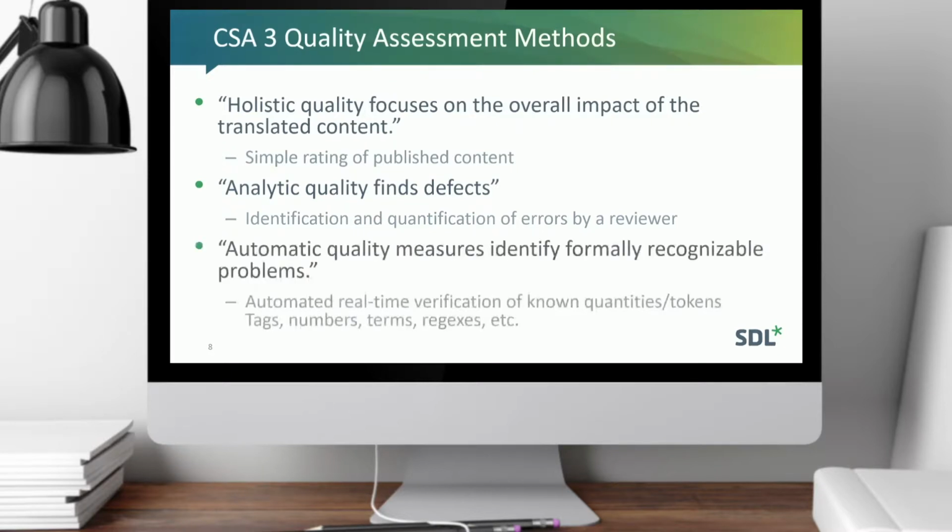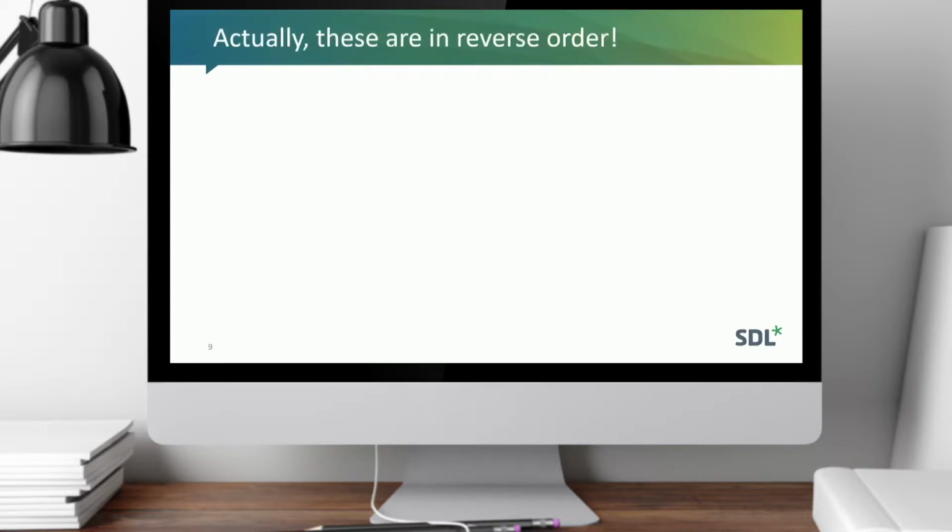And then the last one is automatic quality measures, formally recognized problems. So this is really about automated QA checks. This is a verification of things that you can tokenize, so things that a machine can understand. This is placeholder tags, numbers, terms. You can use regular expressions. We'll look at some of the options that are available in both WorldServer and Studio later on. But really, this is my summarized interpretation of the 3 assessment methods that the CSA were defining in that report.